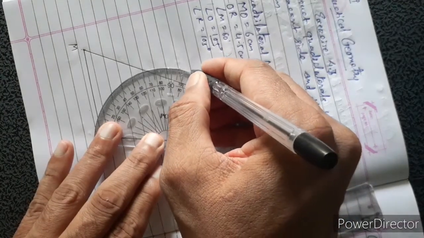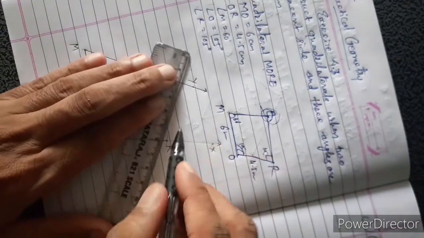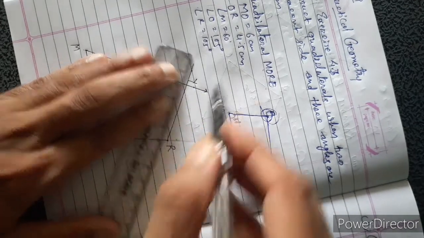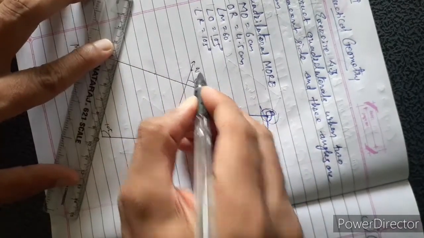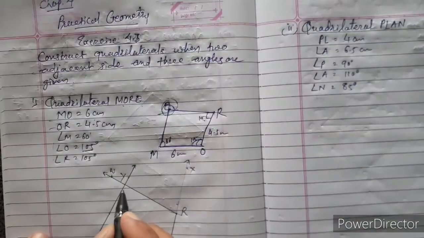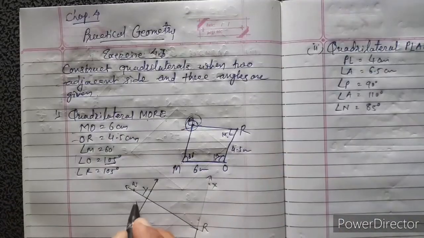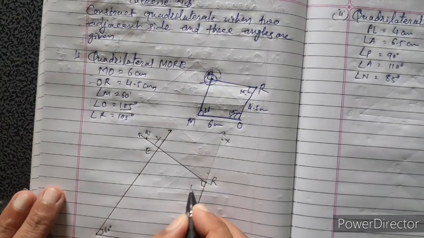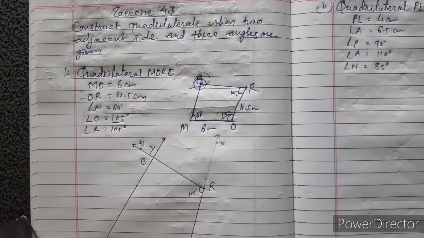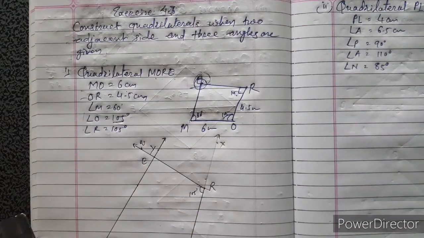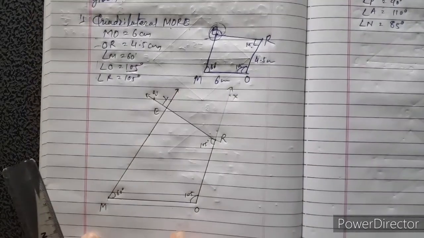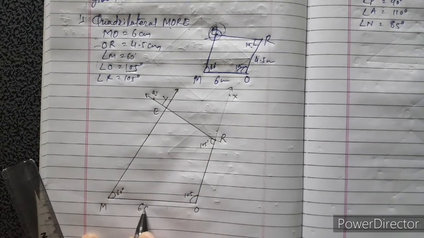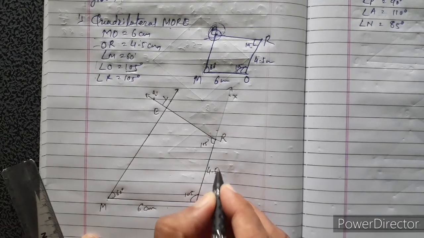It's here. That is RZ. And the intersecting point is our last point, that is E. This one is 60 degree, this one is 105. So MORE is our required quadrilateral. Now write down the measurement here 6 centimeter, here 4.5 centimeter.